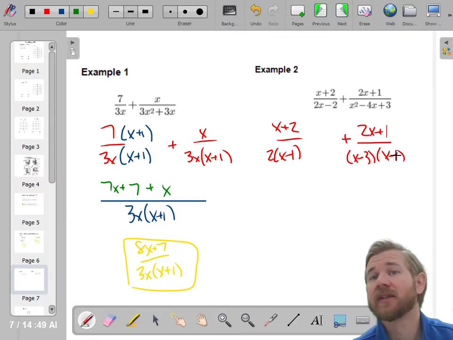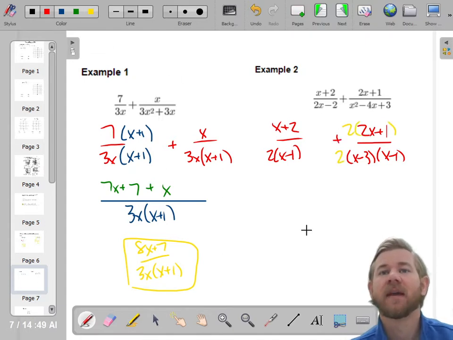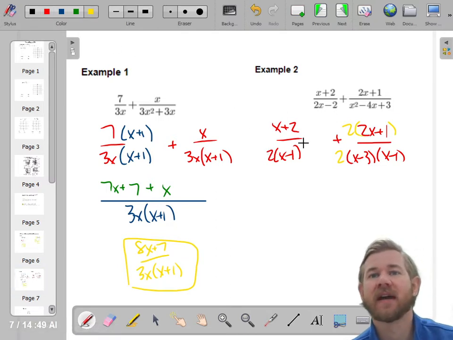This guy's got an x minus 1, but it's going to need a 2, so I'm going to go ahead and just multiply this guy's top and bottom by 2. That's still plus. And this guy's got a 2 and an x minus 1, but he needs an x minus 3, so we'll give this guy an x minus 3.